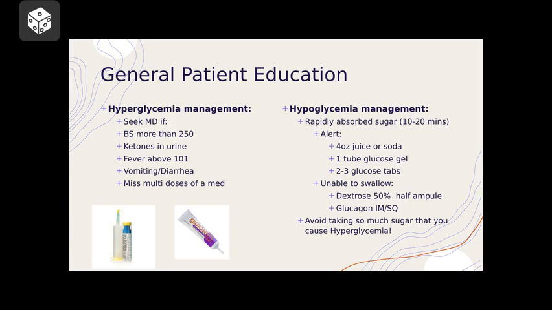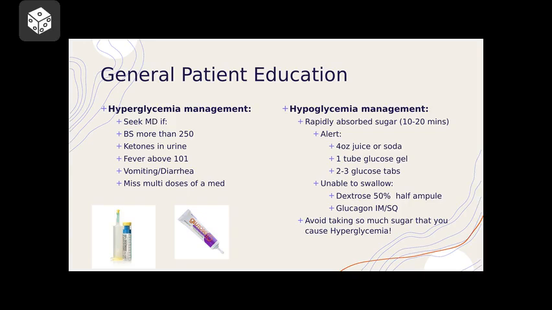They want to call the doctor if they notice ketones in their urine. Generally, type 1 diabetics have those little dipsticks that they can measure for ketones in their urine at home. If they notice those ketones in their urine, they need to call the doctor. They have a fever greater than 101, call the doctor. Vomiting and diarrhea, enough that they are not feeling safe about taking their medications, call the doctor. And if you have missed multiple doses of a medication, call the doctor. You see a lot of hyperglycemia, a lot of it is calling the doctor, right?